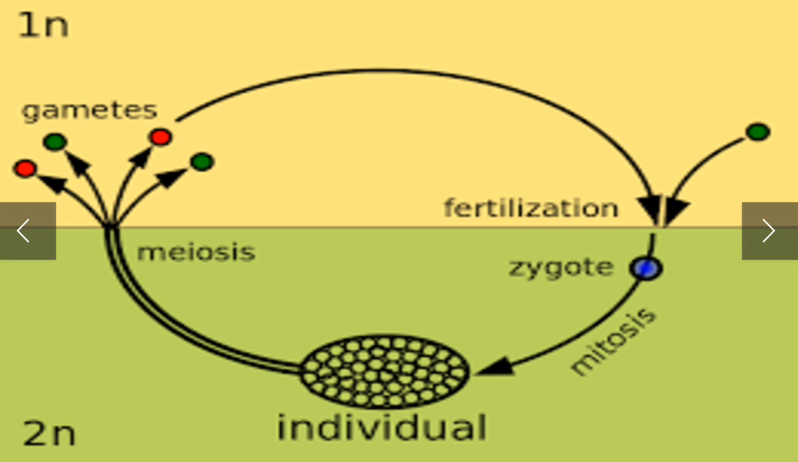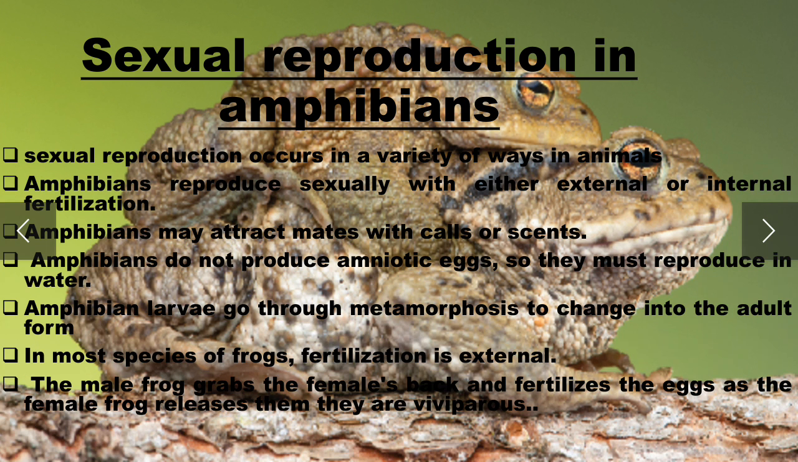It's a process of reproduction. Fertilization occurs, then the zygote forms, mitosis occurs, individuals are produced, again meiosis occurs, and gamete-producing bodies are produced, and gametes fuse together and form a zygote.